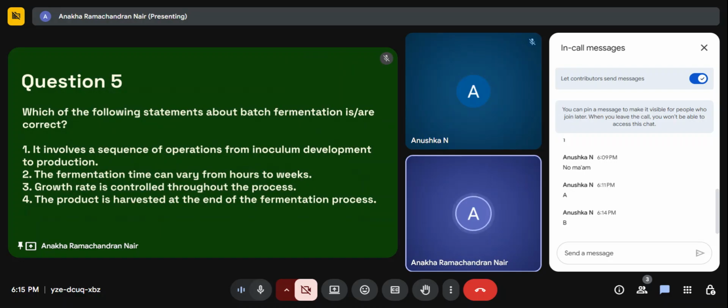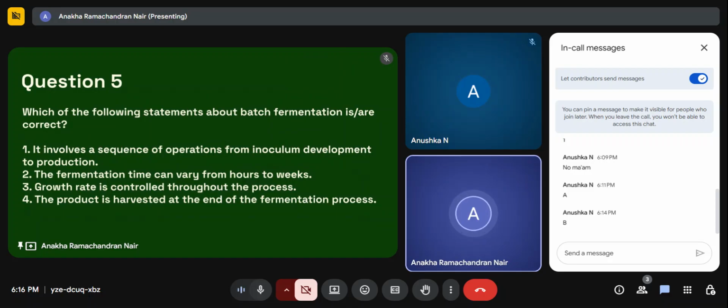Alright, so the question is, which of the following statements about batch fermentation is or are correct? It involves a sequence of operations from inoculum development to production. The fermentation time can vary from hours to weeks. Growth rate is controlled throughout the process, and the product is harvested at the end of the fermentation process.